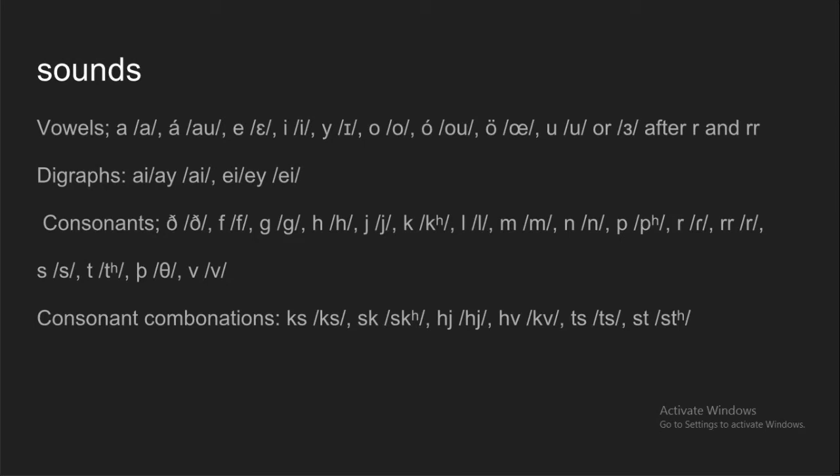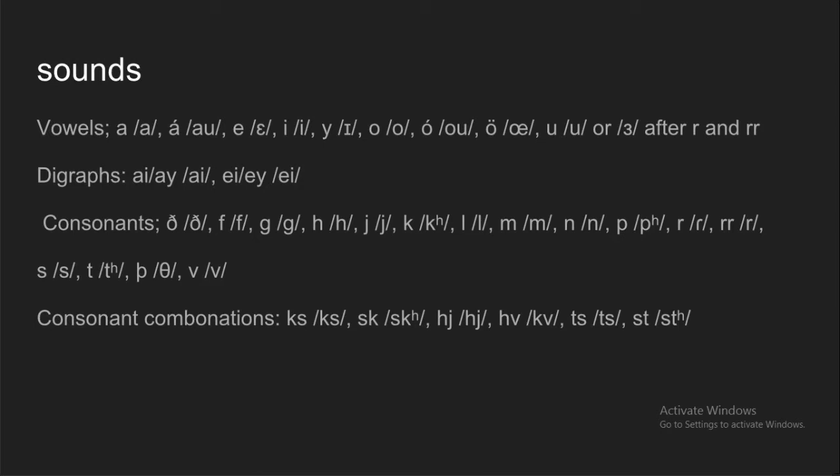And now consonants, there's eth, F, G, H, Ha, J, Ya, K, Ka, L, M, N, P, R, which is a tapped R, so it's Ra. So with the UR, URR would be because it's a rolled R for double R. Then there's S, T, thorn, and then V. Now, consonant combinations as well include KS, Ksa, SK, Ska, HJ, Hya, HV, Kva, TS, Tsa, and ST, Sta.